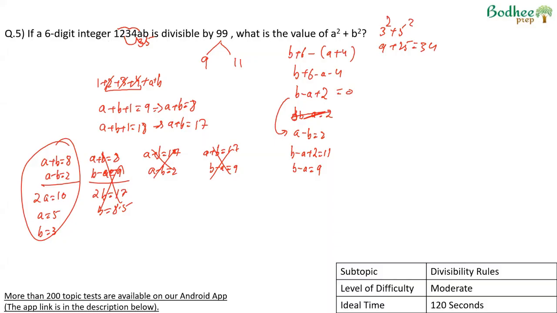I have written the values reversed. This is 5, this is 3, but anyway, the answer will be 34. So yeah, I stick to what I said, moderate level of difficulty. For an easy question, solving time may go up to about 2 minutes.